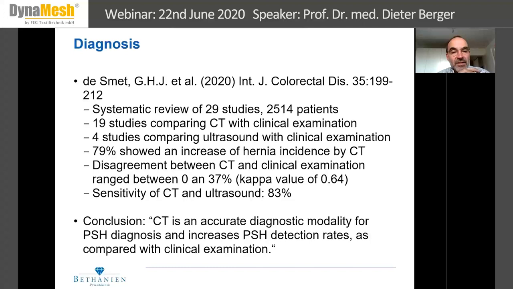And this Netherlands group looked at 19 studies comparing computed tomography with clinical examination, and four further studies comparing ultrasound with clinical examination. In summary, four or five of the studies comparing CT with clinical examination showed an increase of the hernia incidence by using computed tomography. The disagreement between CT and clinical examination may sometimes be high.